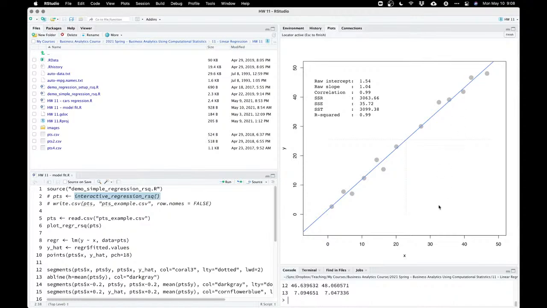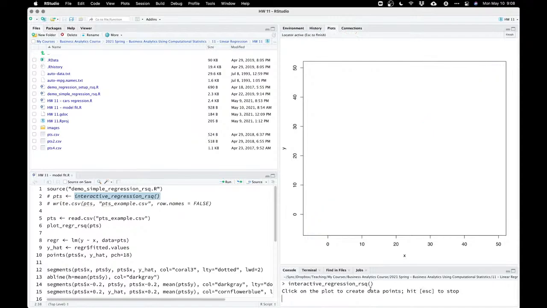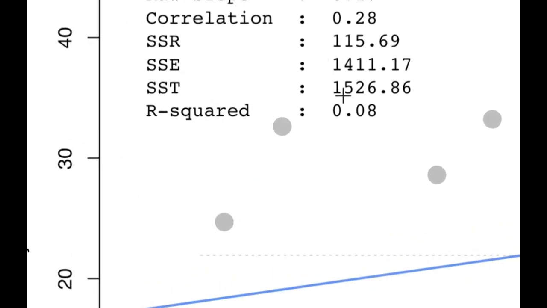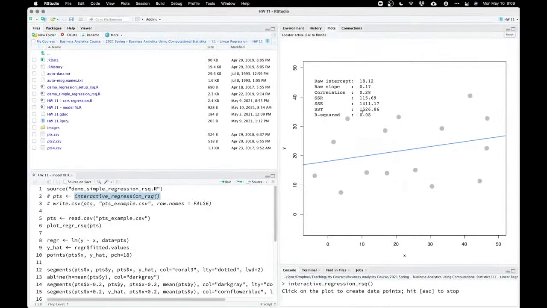Conversely, it should come as no surprise to you that if we do something like this, where the regression line is there, but the points are very far from it, we're going to get an R squared that's very low. Okay, no surprise.